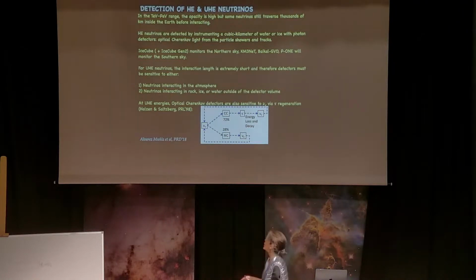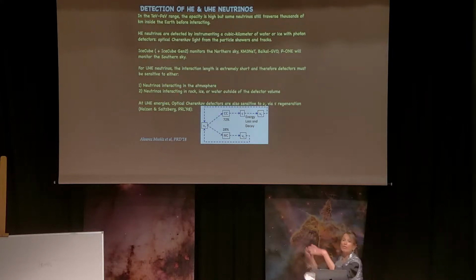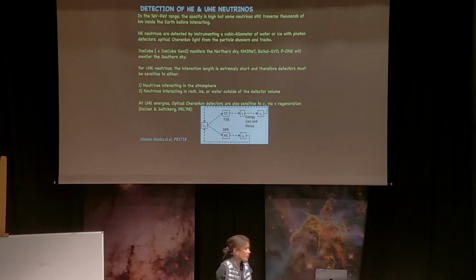a veto, okay? So, for ultra-high energy neutrinos, the interaction length is extremely short, and therefore, to detect them we have either to look for showers in the atmosphere, or interacting in rock or ice outside the detector volume, okay? So, a very important thing is the tau regeneration effect. Francesca has briefly mentioned this, so this is very important.